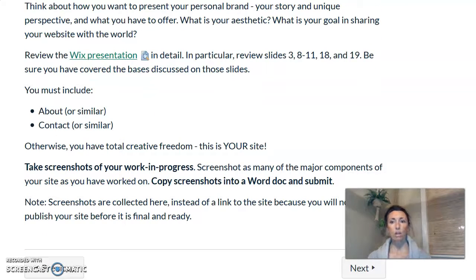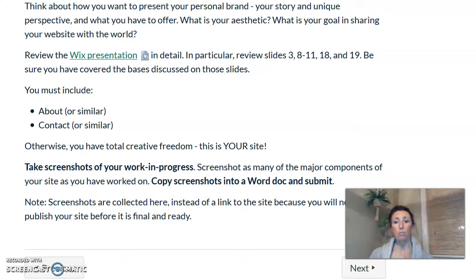You must include, at a minimum, an about or similar section. You can call it something else if you're inclined, or a contact or similar. I'm not asking you to necessarily include your resume or a portfolio, and we'll talk about why, even though a portfolio is a big component of this phase. So those two things are required at a minimum, but by and large, students submit with far more sections or pages or work than those two sections, but those are the minimum requirement.